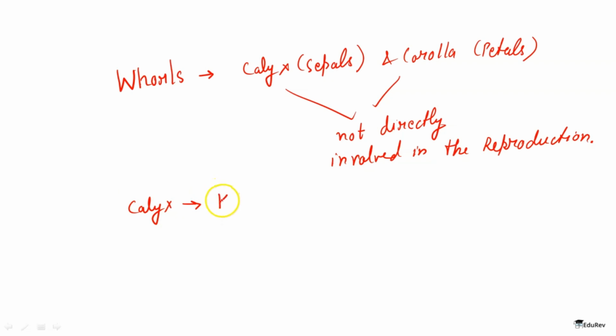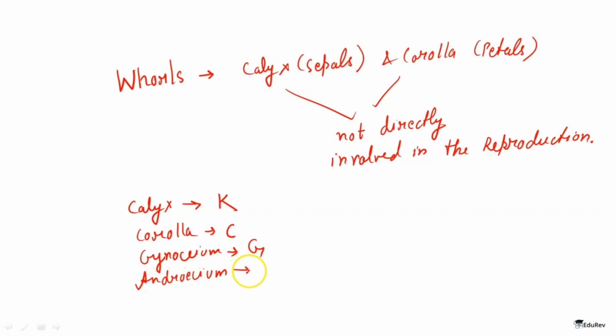For calyx it is K, for corolla it is C, for gynoecium it is G, and for androecium it is A, right? So this is very important, you must remember this. Now if we talk about K and C, that means calyx and corolla, they are accessory or non-essential whorls, right?